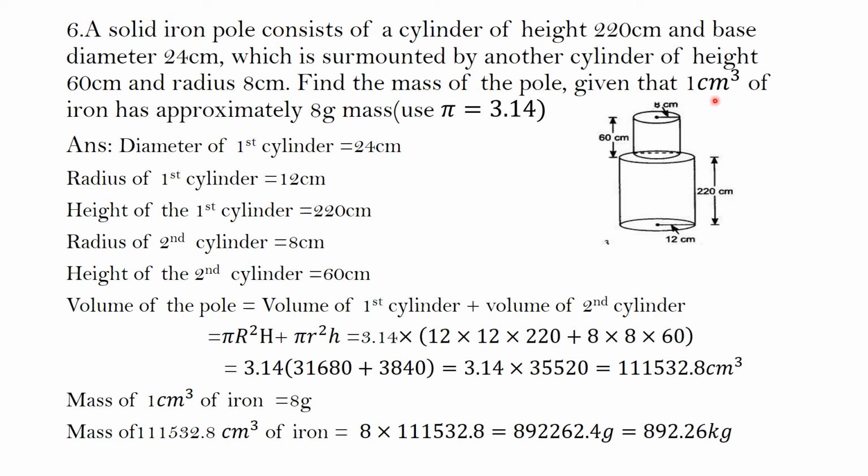Mass of 1 centimeter cube of iron is 8 gram. Therefore, mass of 1,11,532.8 centimeter cube of iron will be 8 multiplied with 1,11,532.8, which is equal to 8,92,262.4 gram. Converting into kilogram, that means divide by 1000. We have 892.26 kilogram.